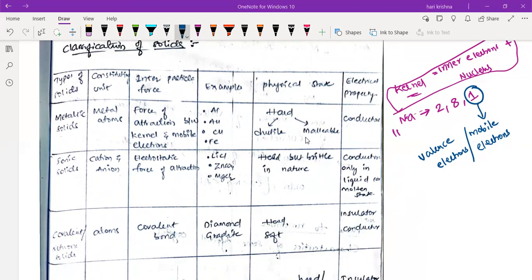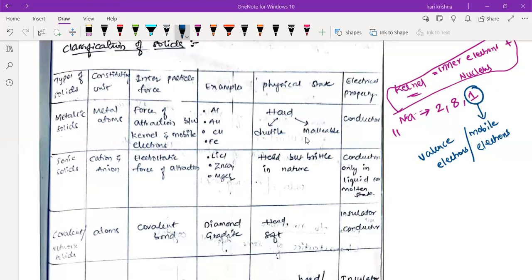Ductility means converting the metal into a thin wire. Suppose you are using electrical wires. Electrical wires can be made of copper or aluminum. So copper, a metal converted into thin wire, is ductility. Clear now? These two terms. Yes, sir. Okay. So malleable and ductile are physical states that exist only in the solid shape. And for electrical properties, generally all metals are good conductors of electricity. So these are the metallic solids.